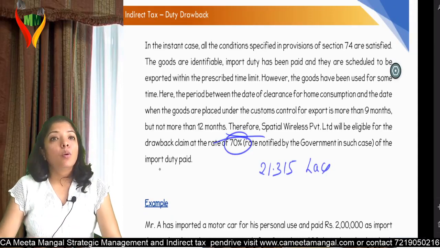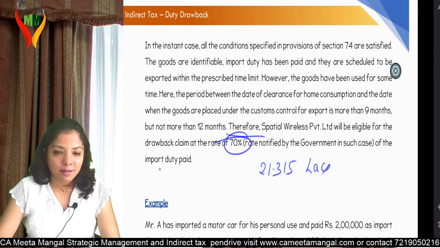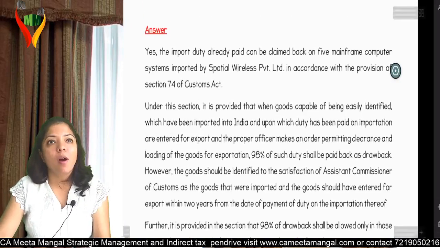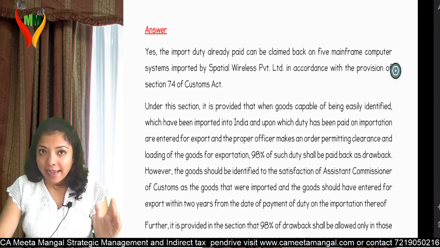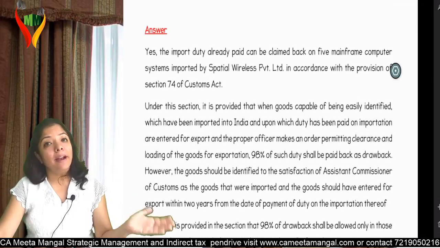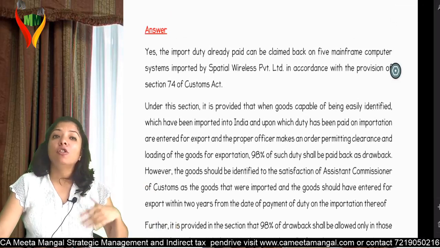But boss, only writing this much won't give you marks. It's very important that you have to frame your answer. You have to see, yes, it is eligible for 74 because I have not changed the form. Then you have to write the provision of 74.